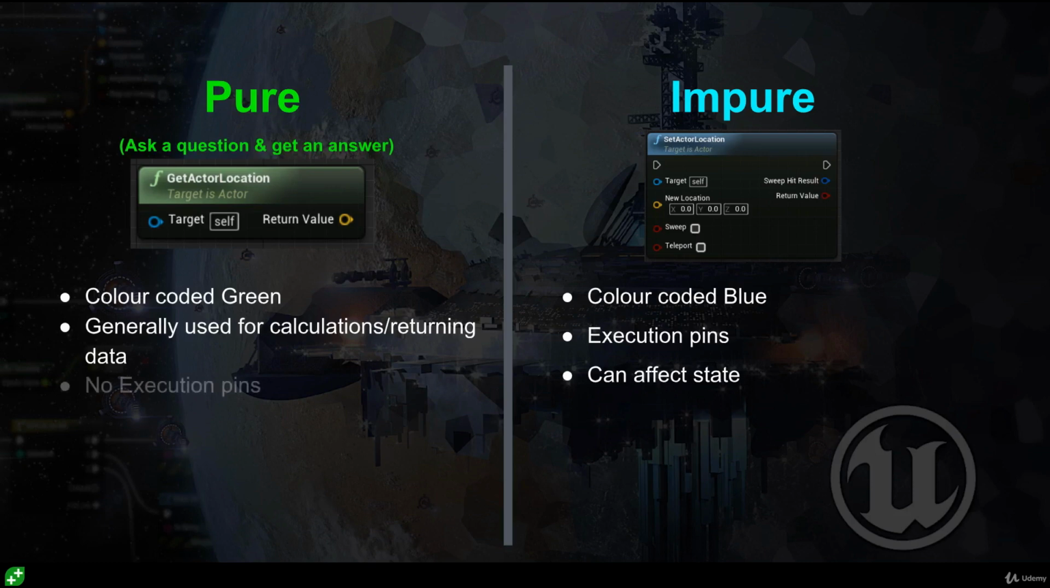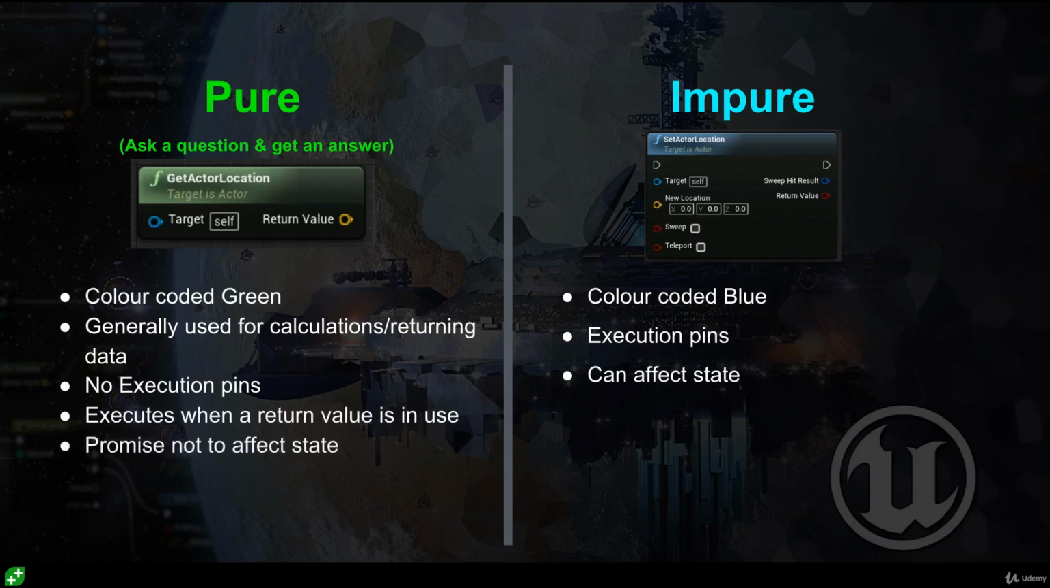And pure functions have no execution pins, and your first response might be, well, how or when do pure functions run? Well, pure functions run whenever any of their return values are used in your code. And the most important bit of info to take away here is that pure functions promise never to affect state, meaning they promise never to affect the member variables or the state of the actor on which the pure function is called, or any other actor or object in the game world.